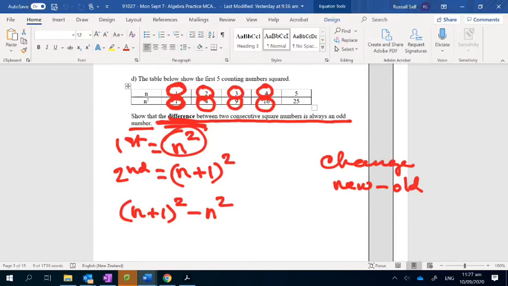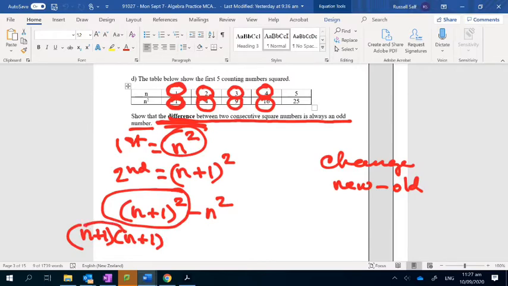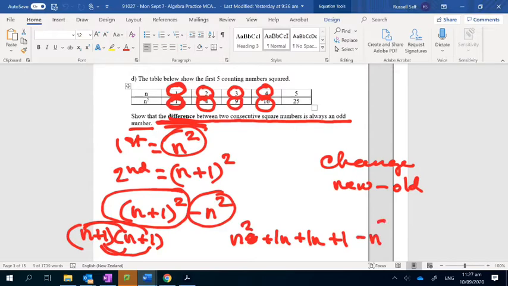Now, in order to work that out, we have to get rid of the brackets. Because I can't subtract an n squared from a bracket, can I? So what does (n plus 1) squared mean to do? It means (n plus 1) times what? (n plus 1). So you must expand the brackets. So n times n is n squared. n times 1 is positive 1n. Positive 1 times n is another positive 1n. And positive 1 times positive 1 is positive 1. And from that, we're still what? Subtracting n squared.